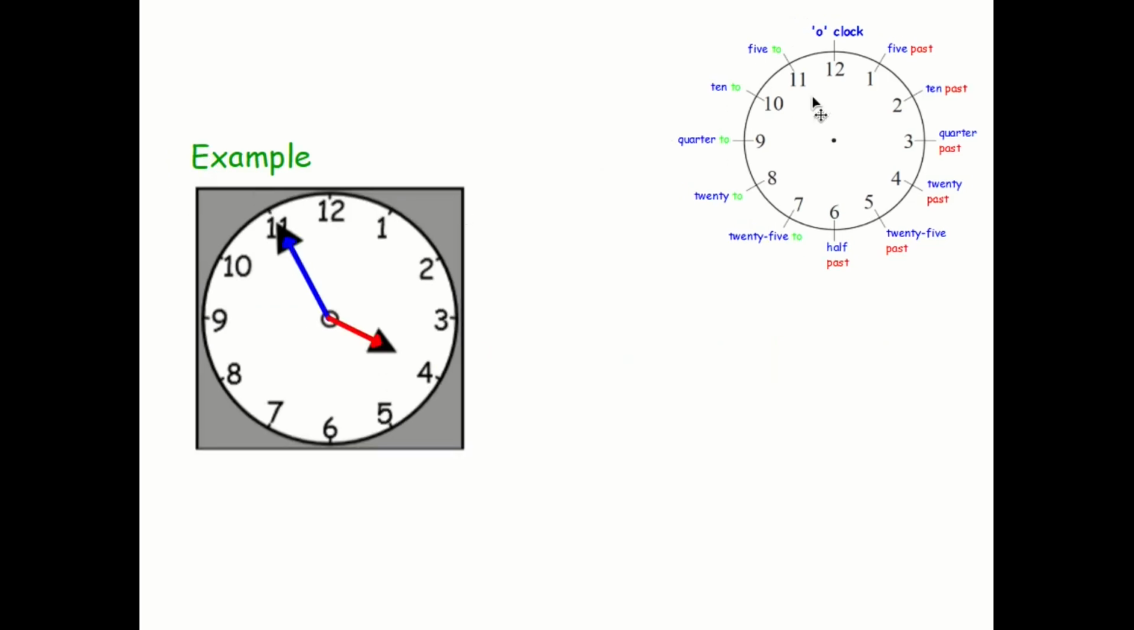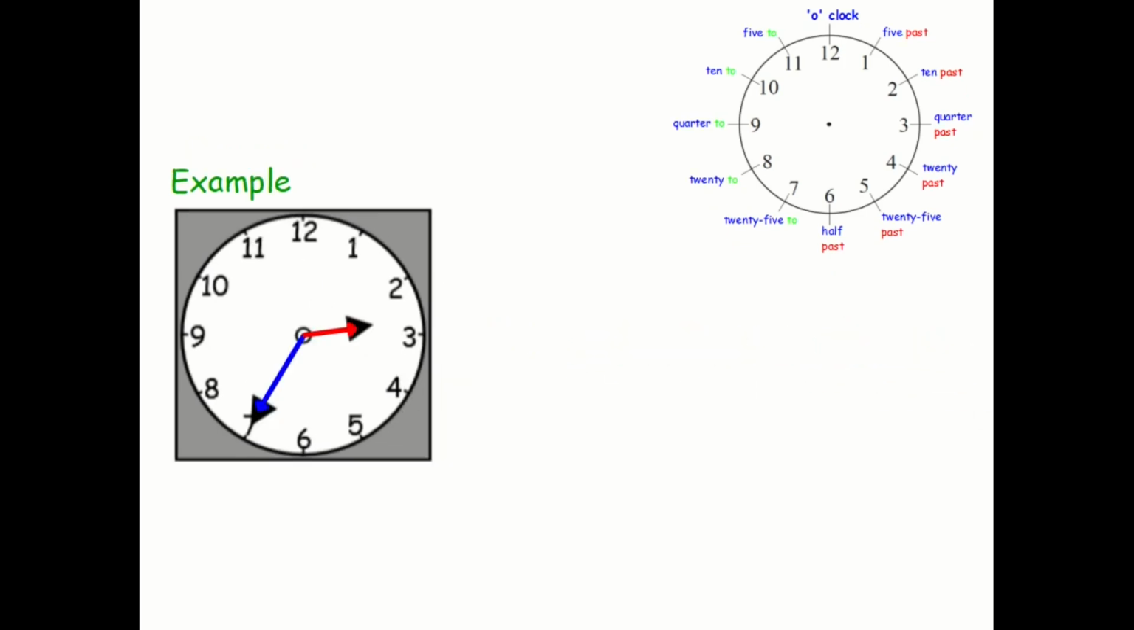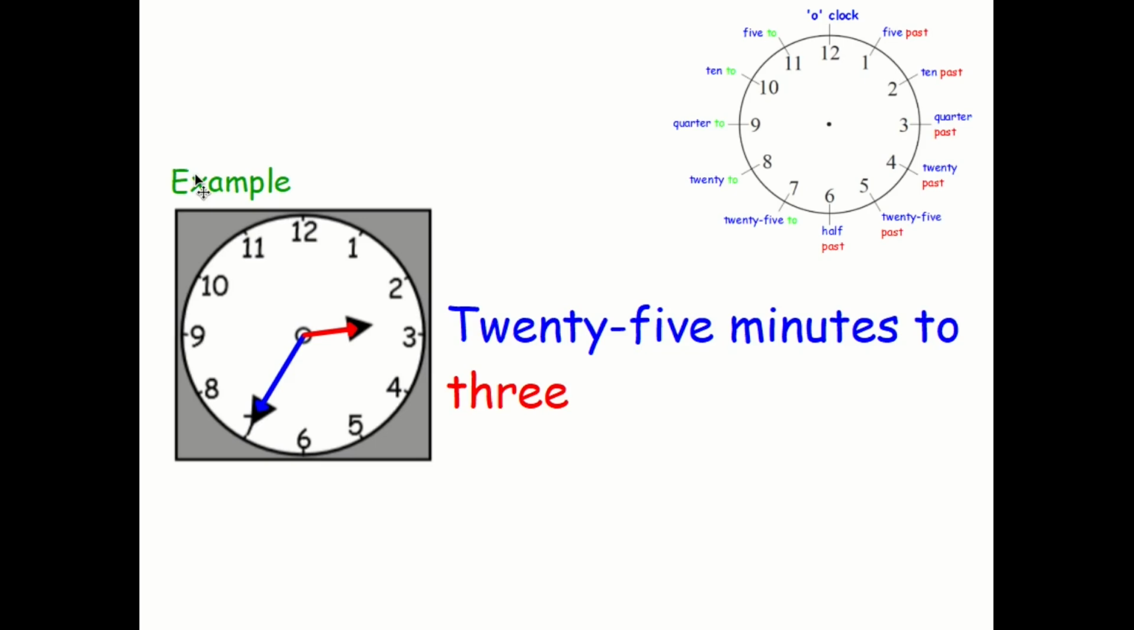Here, the minute hand is at the 11, so we say 5 to. The hour is coming up to the 4, so we say 5 minutes to 4. Here, the minute hand is at the 7, so we say 25 to. And the next hour would be 3, so we say 25 minutes to 3.